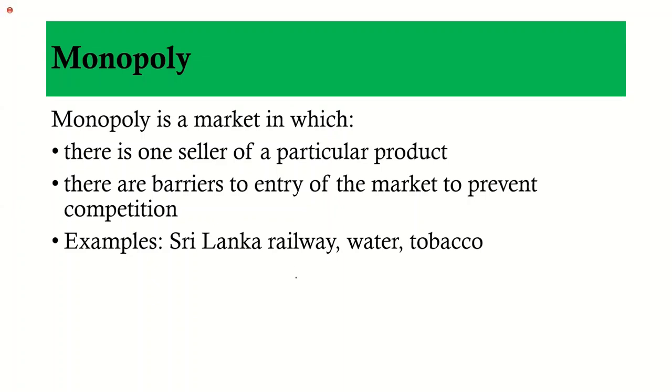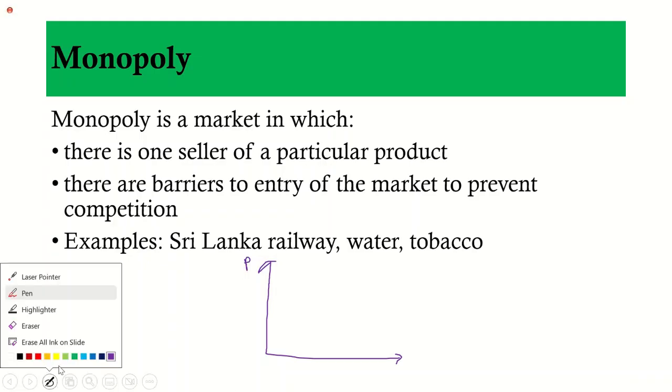Now for a monopoly, if there's only one, then they can price the products as they wish, right? They can increase the price as they wish. So how will this type of industry decide or determine their price? Now we have the price. Let's have quantity here actually.